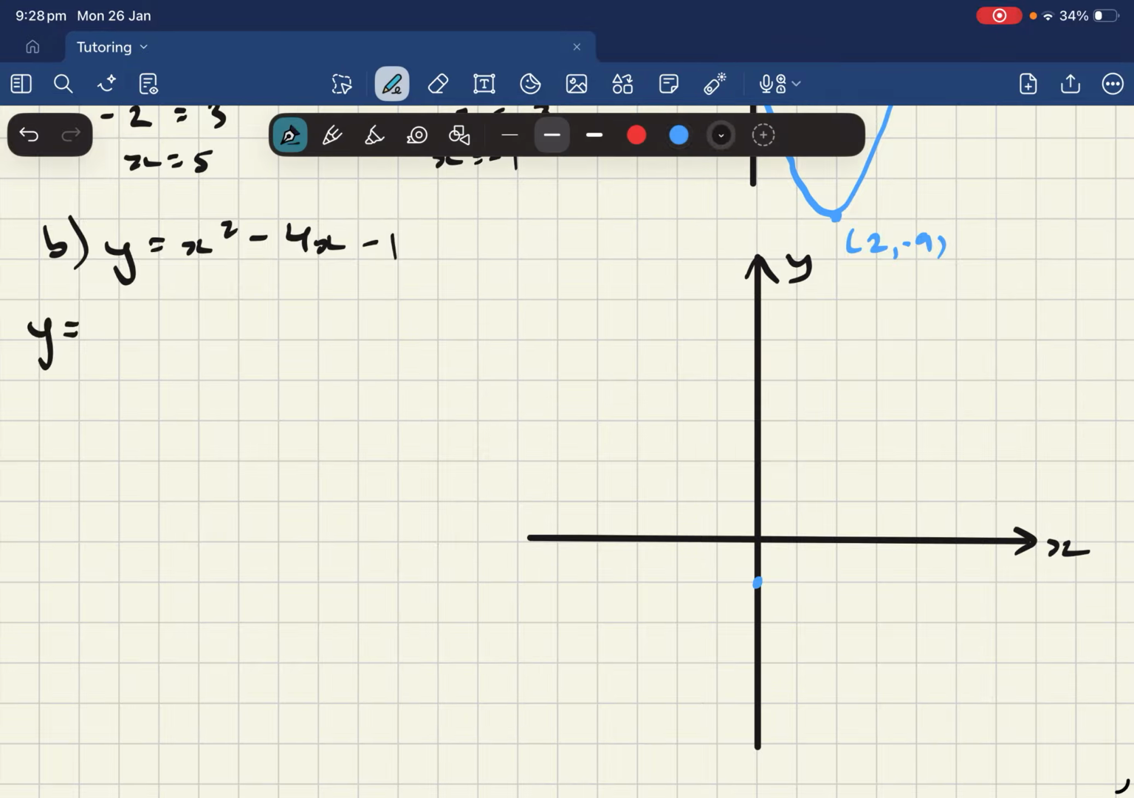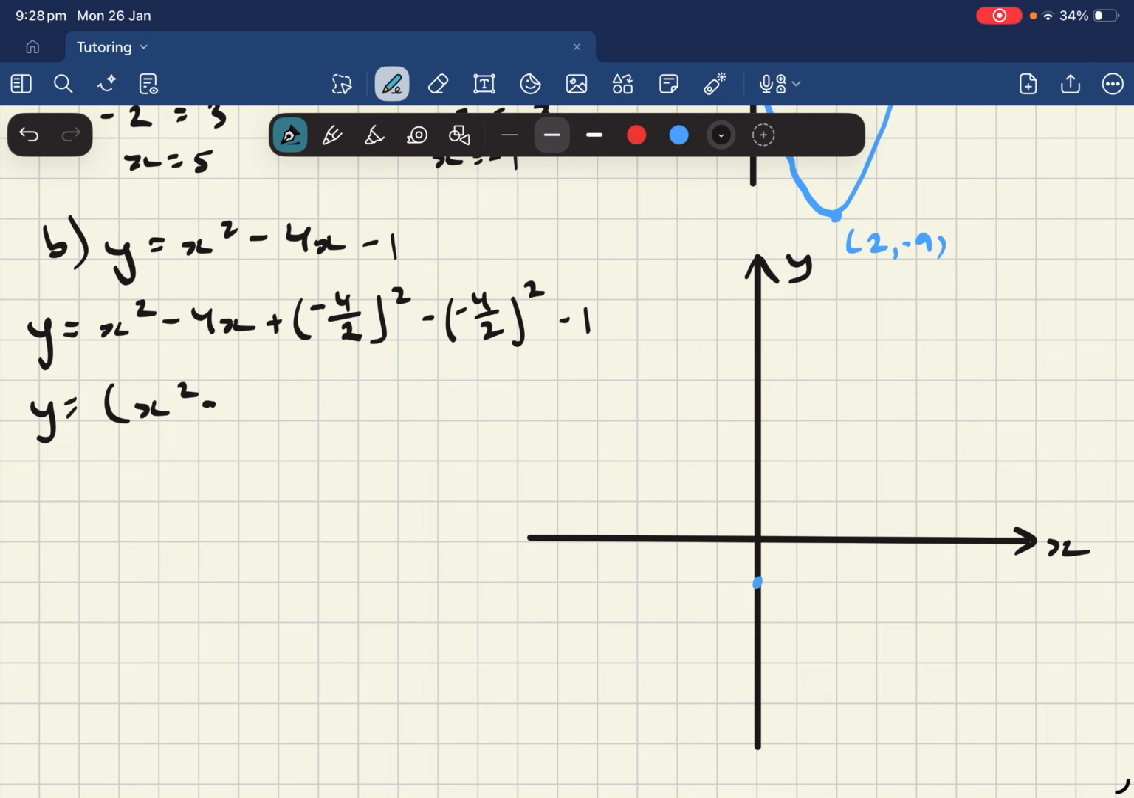Now we need to complete the square. So we set y to equal x squared minus 4x plus that coefficient of x over 2 squared. And then we subtract that because we can't just add something out of nowhere. We have to cancel that out because remember, we're just writing an equivalent equation just so we can write one bit of it as a perfect square. So our perfect square part of this is x squared minus 4x plus 4 minus 4 minus 1. So I get y equals x minus 2 squared minus 5.